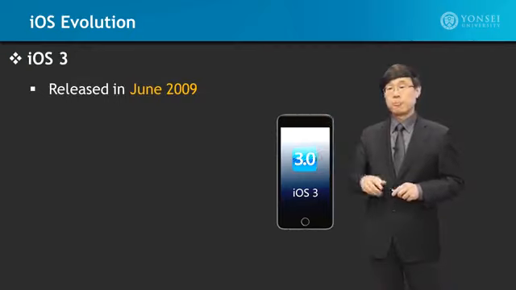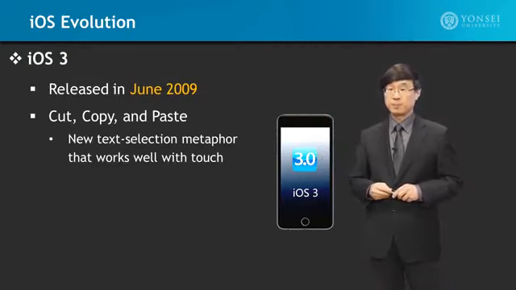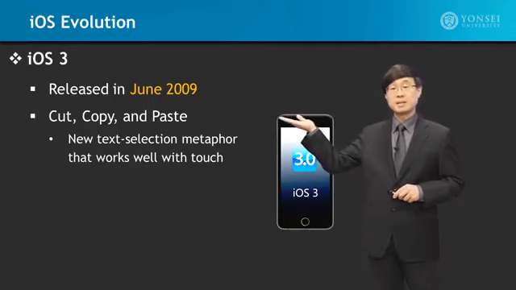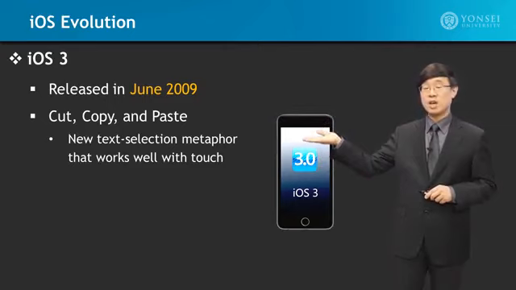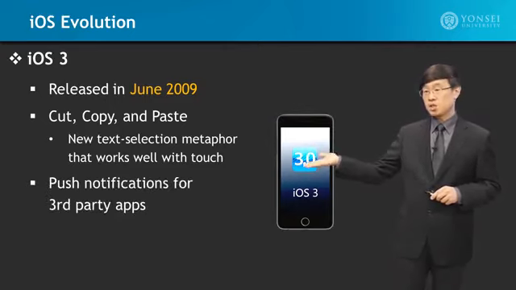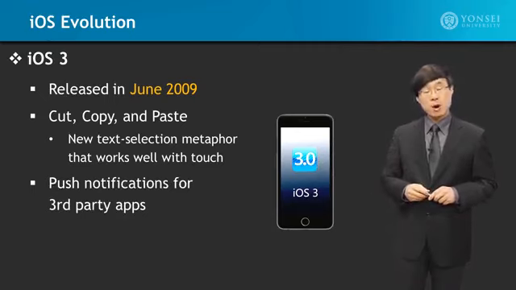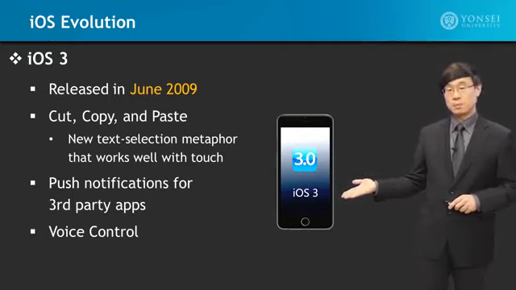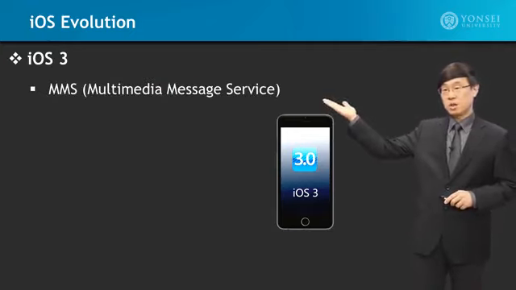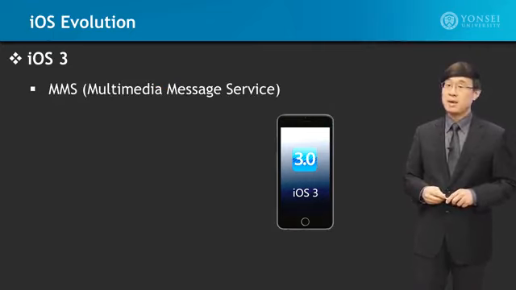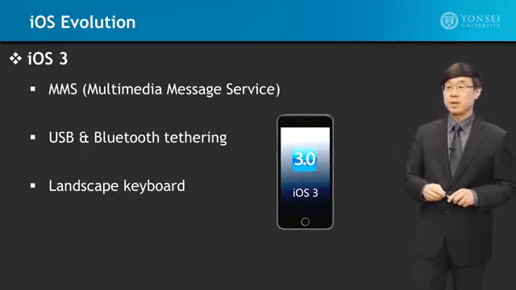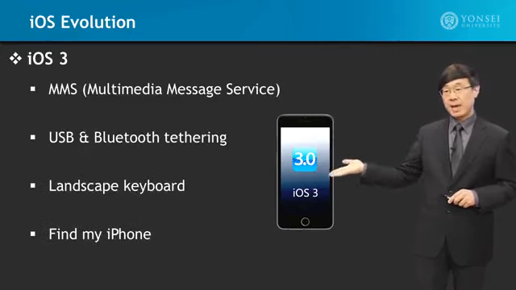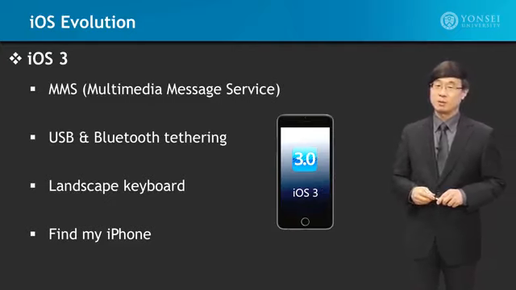iOS 3 was released in June of 2009, where cut, copy, and paste was added, with a new text selection metaphor that works well with touch. In addition, push notifications for third-party apps became available. Voice control became available, and the multimedia message service, MMS, became available, and USB and Bluetooth tethering became available. In addition, landscape keyboard and Find My iPhone were now available.